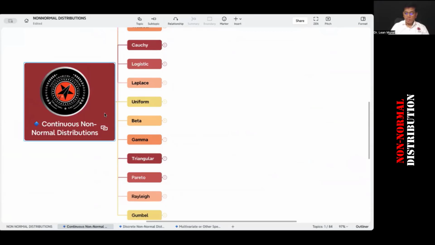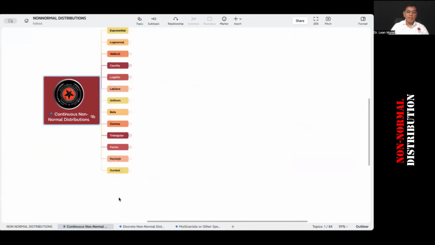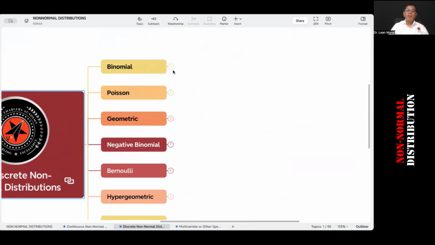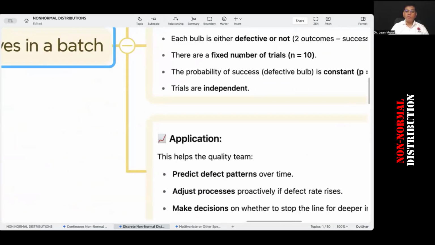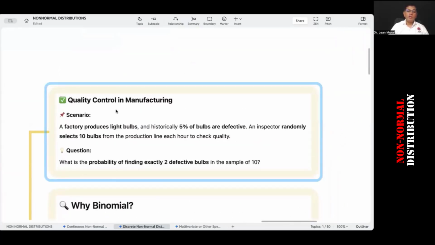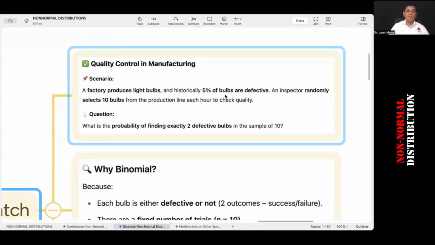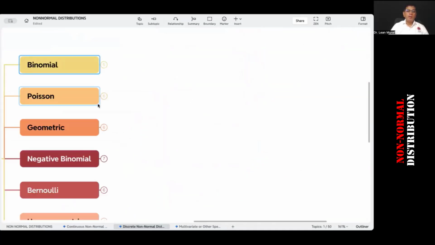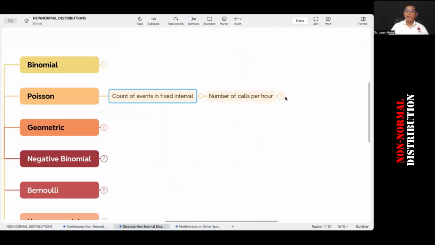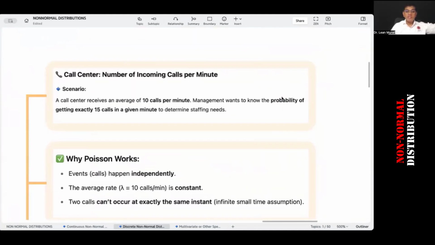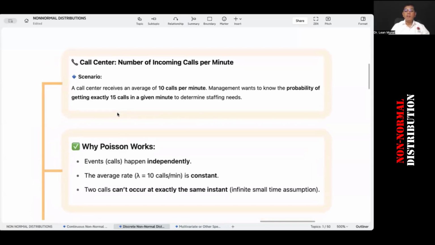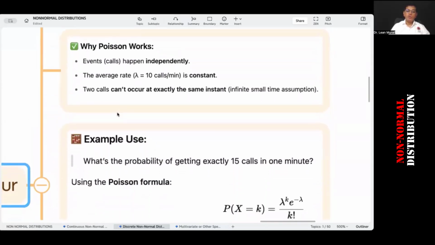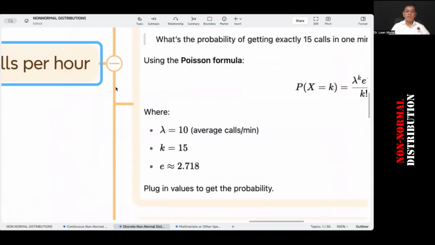Now I'm not going to bore you with this, but I'm going to give you this on a platter. There are also some examples that I've shared here. For example, the binomial distribution: I'm going to give you this PDF where in quality control in manufacturing, where defectives are there, for example 5% defective, this is used. And Poisson distribution is quite commonly used in call centers. A call center receives an average of 10 calls per minute, and management wants to know the probability of getting 15 calls in a minute to determine staffing needs. So Poisson comes here. I'll give you this content also.